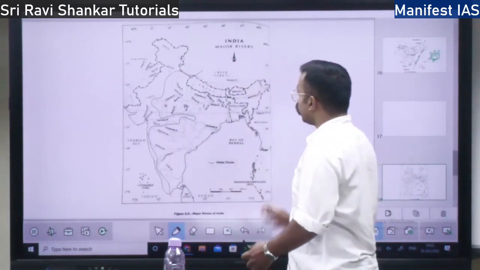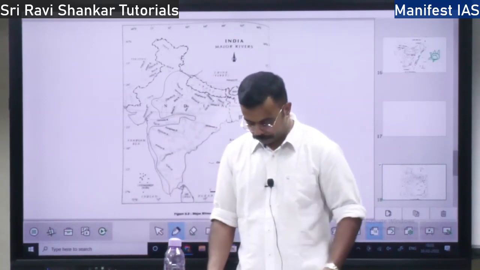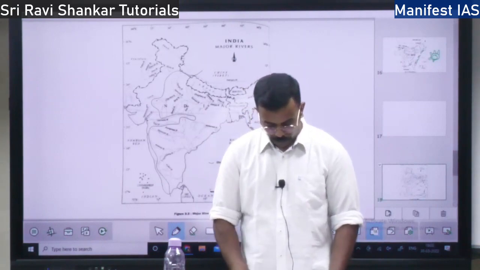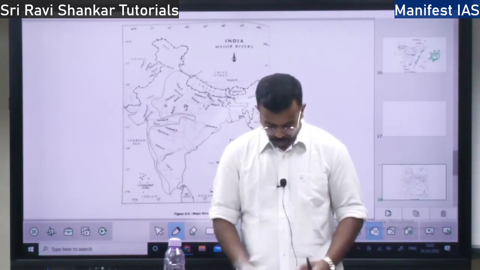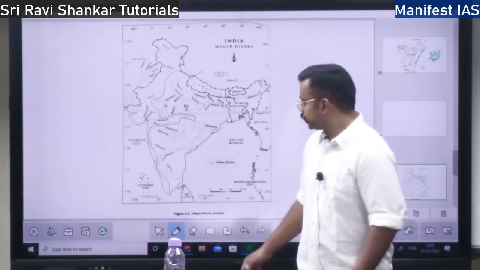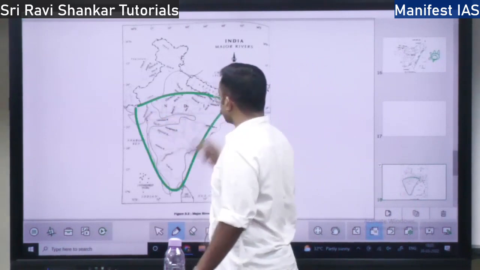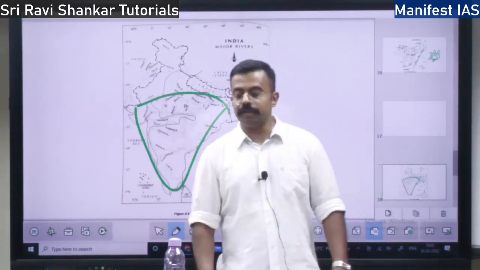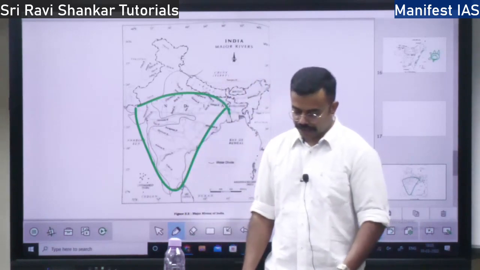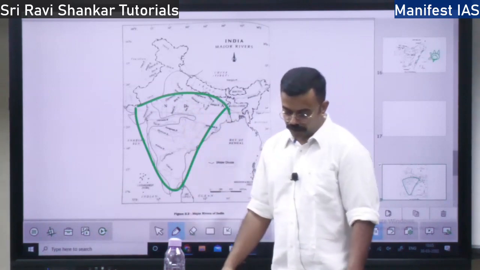So next we will talk about the peninsular plateau. What is the peninsular plateau? I have already discussed this peninsular plateau. It is something like this. This entire part is the peninsular plateau. Its elevation is from 600 meters to 900 meters, and it forms an irregular triangle.